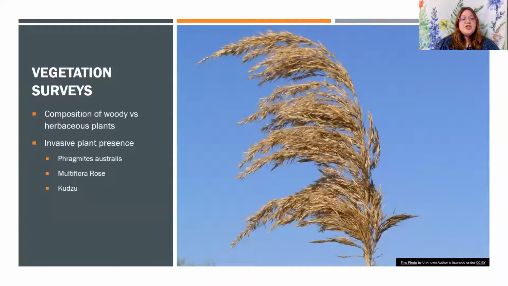And we also did vegetation surveys, which is the composition of woody versus herbaceous plants, and whether or not there are invasive plants present, such as Phragmites australis, which is the photo on your screen.